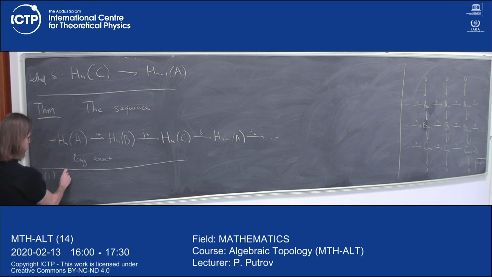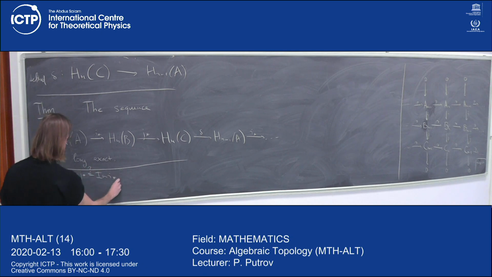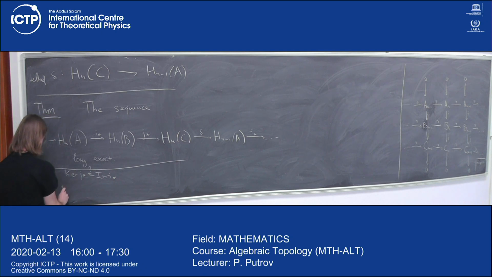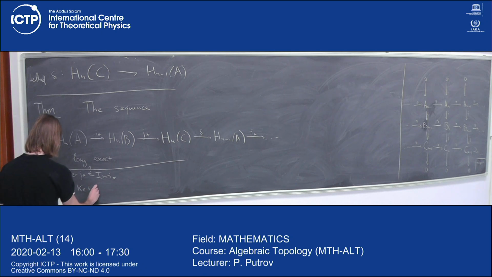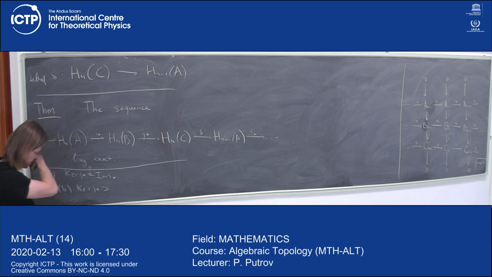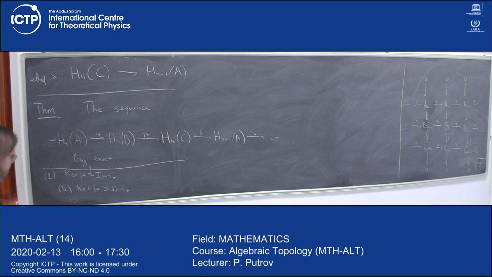We want to show that the kernel of j star is the same as the image of i star. So let us show it in two steps. First, let us show that the kernel of j star contains the image of i star. This is pretty easy.